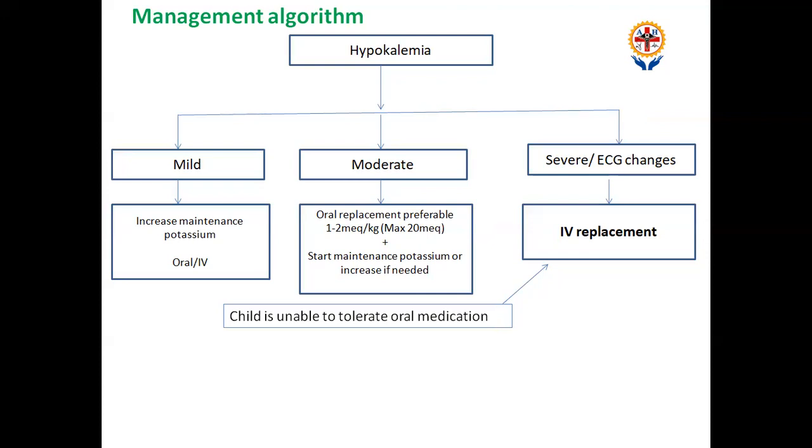So when you want to increase maintenance, you need to go above this. You cannot give only 2 milliequivalents per kg per day and say I am giving extra for the child. It's not extra. That 2 milliequivalents is for maintaining potassium. If the child is already having hypokalemia, your maintenance is not going to be sufficient. You need to give extra. I think everyone agrees with me on this point?